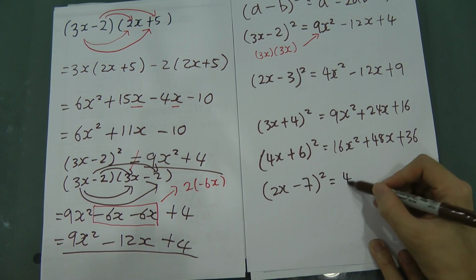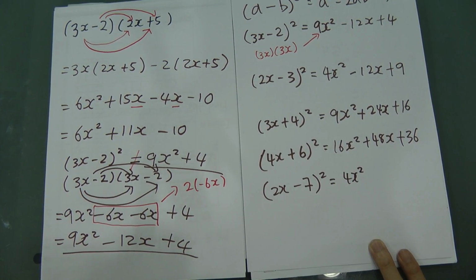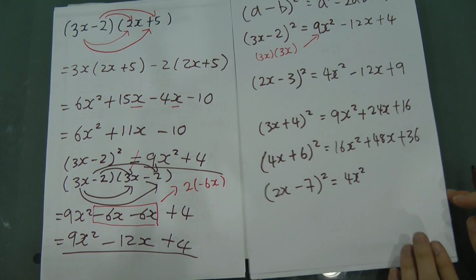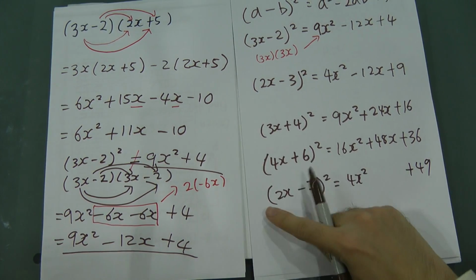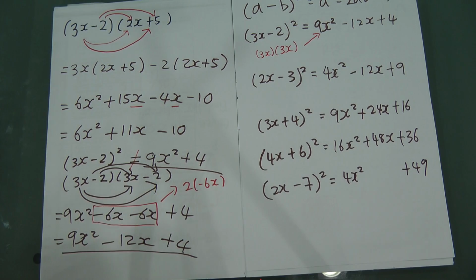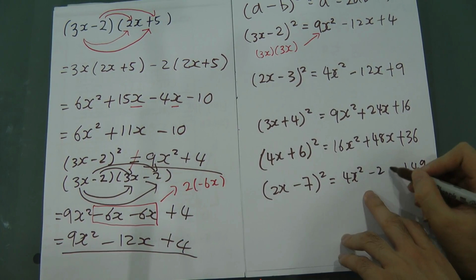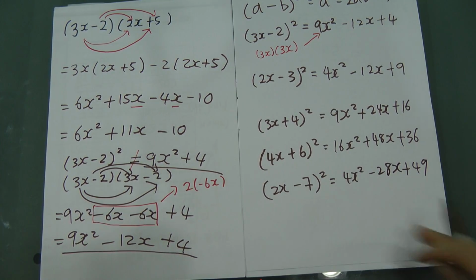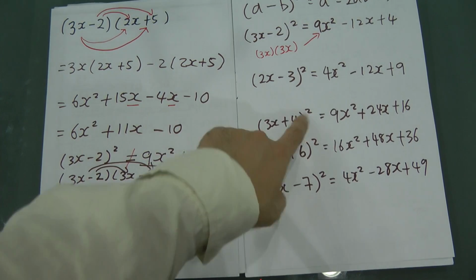2x multiplied by 2x, we get 4x squared. And then b squared: negative 7 multiplied by negative 7, we get positive 49. And then 2ab: 2 multiplied by 2x, we get 4x. 4x multiplied by negative 7, we get negative 28x. So this is the faster way to straight away expand those squares.